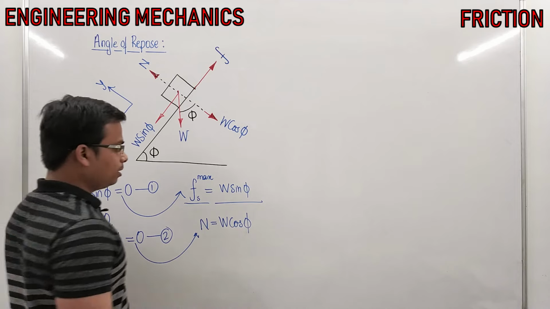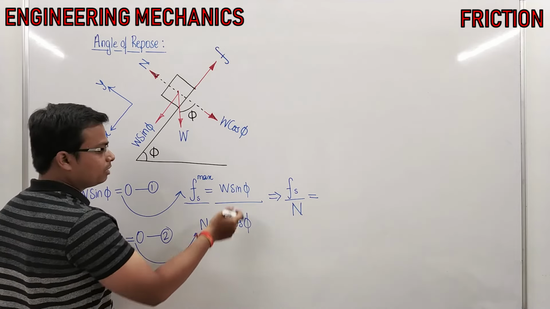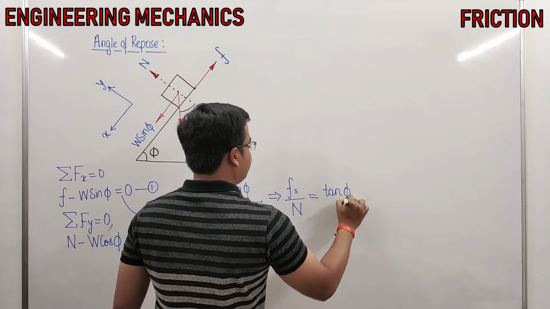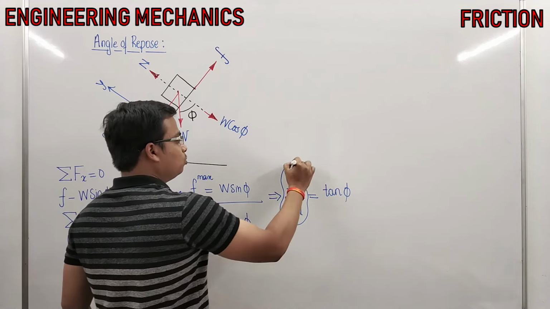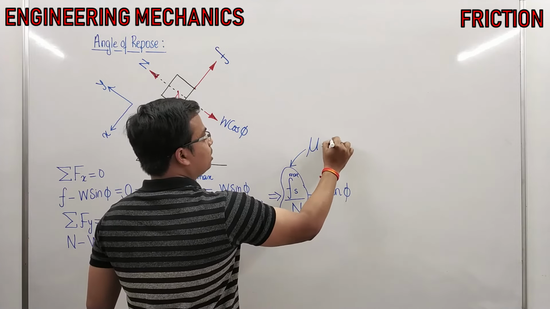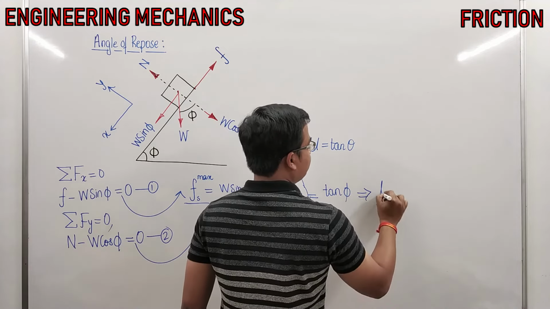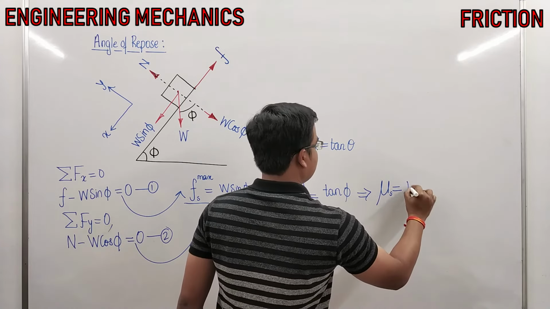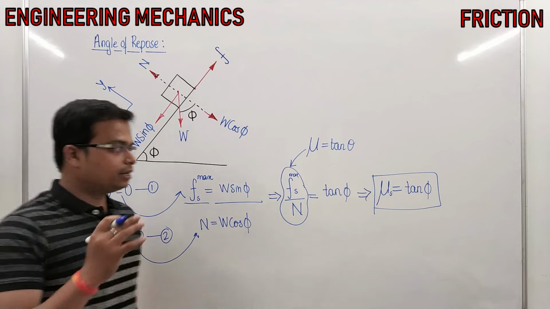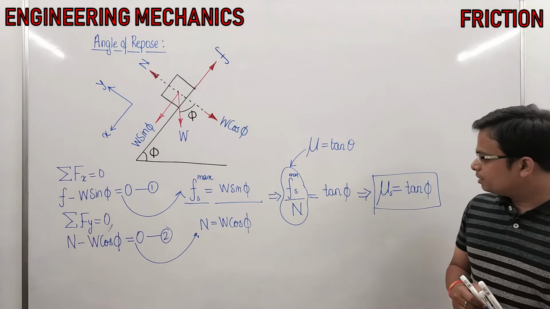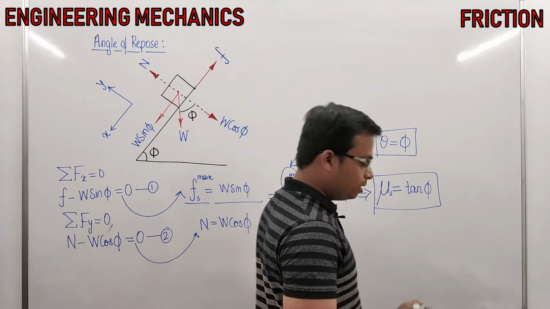You get Fs over N, and this is equal to W and W will cancel out. Sin phi by cos phi is equal to tan phi. And there you go. This ratio, the ratio of the maximum value of static friction to the normal, is what is known as mu. Mu is known as tan theta. Remember this. So what you can essentially say is mu static is equal to tan phi for the limiting case when the object is just about to slide down the plane. Another important conclusion: the angle of friction is equal to the angle of repose when the object is just about to slide downwards.